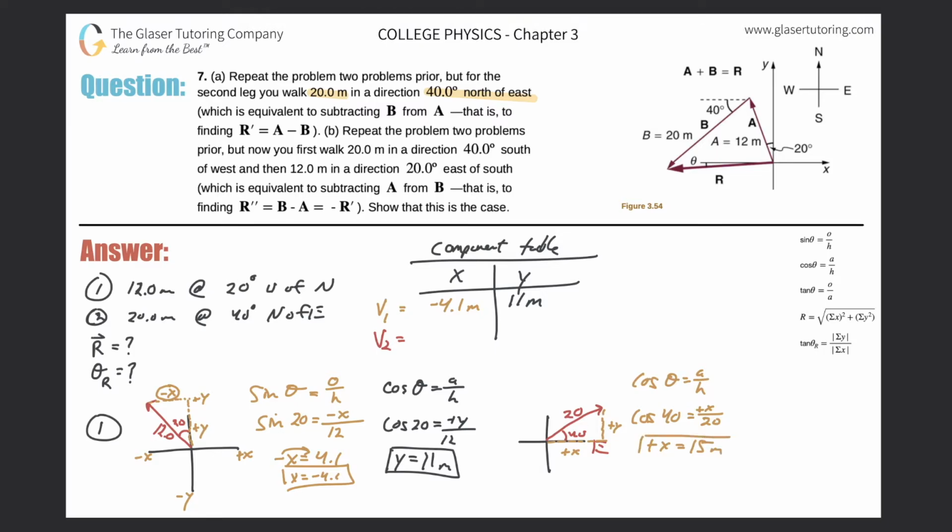So that is the x component of my vector 2. So let's plug that into the table, 15 meters. Great. Now let's do the y component. All right, so here's the y component in the picture.